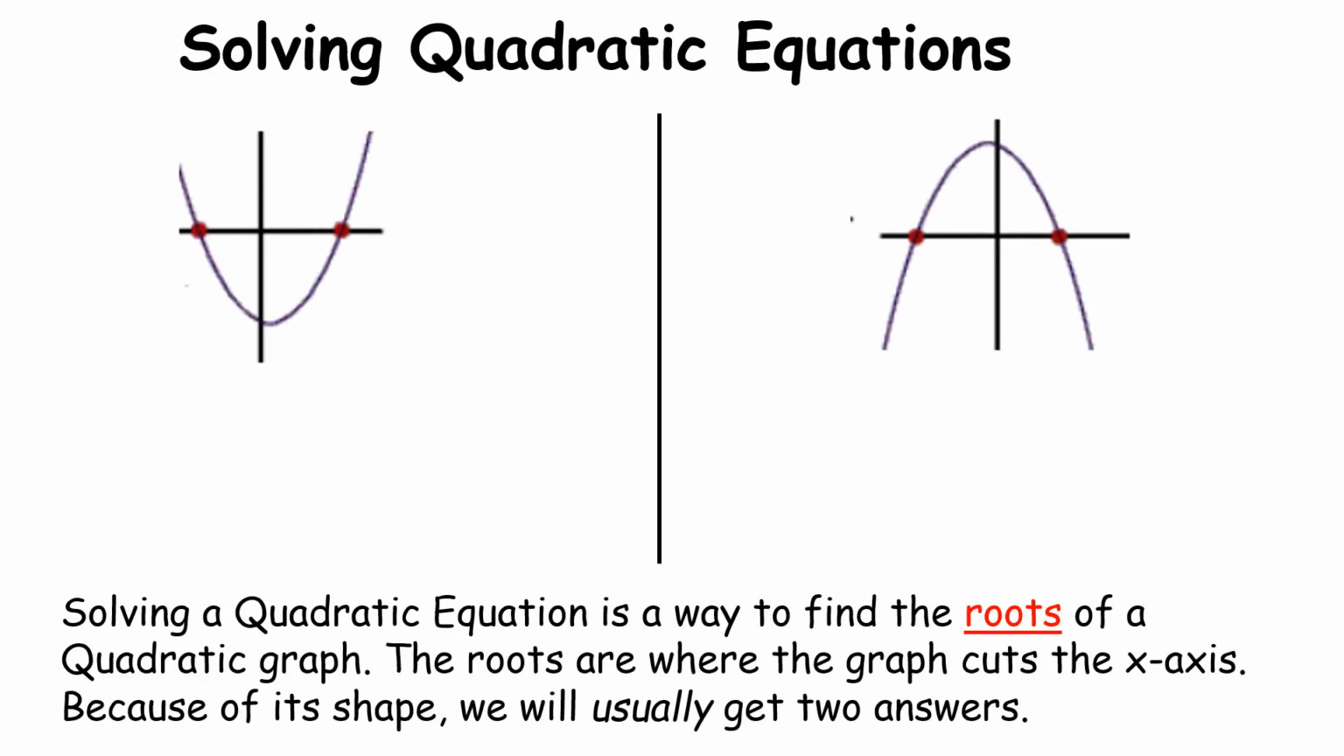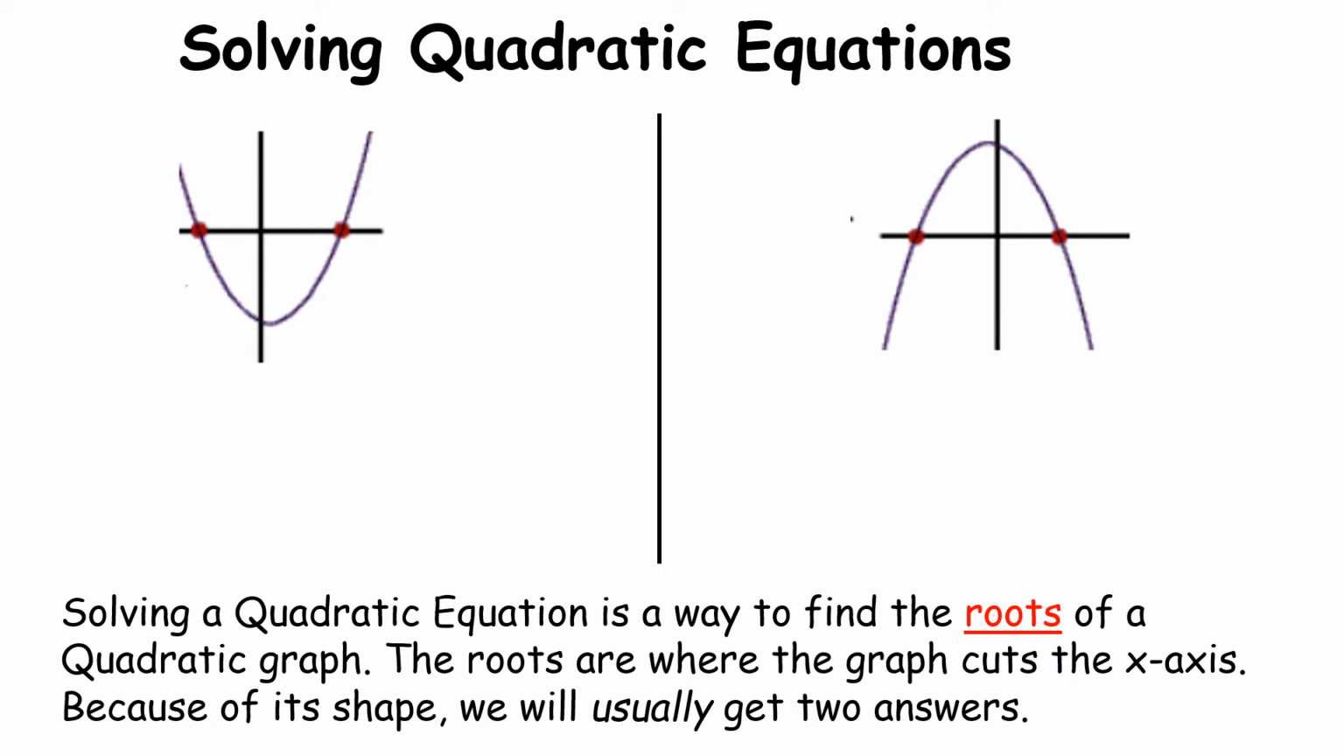If we take a closer look at the graph, I have two red dots on each, and these are called the roots. When we're solving a quadratic equation, what we are doing is we are finding these roots. The roots are where the graph cuts the x-axis. Because of the shape of the quadratic, we usually get two answers.